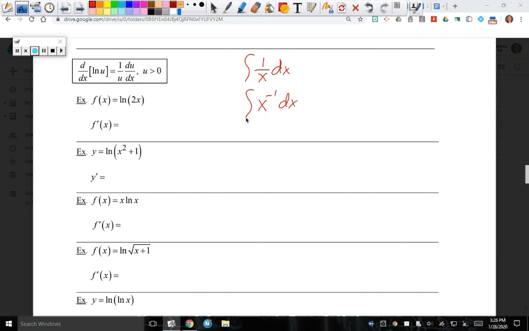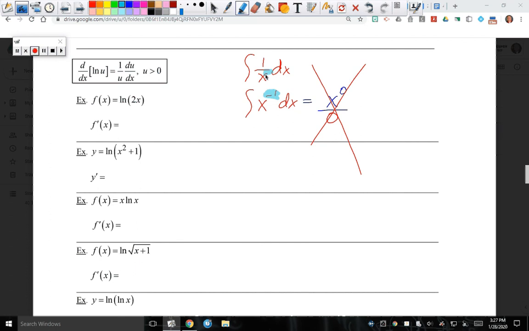Then what would you do? It'd become x to the 0, divided by the new power. You can't do that. You cannot divide by 0. So the reverse power rule we're learning right now, the only time I cannot do that is either in this form when the exponent is negative 1, or in this form when the power is 1.